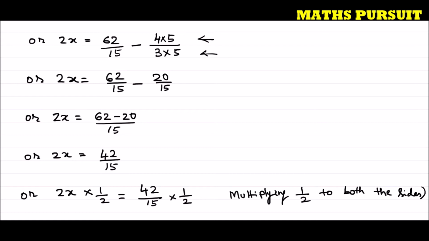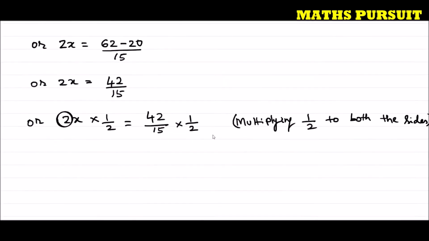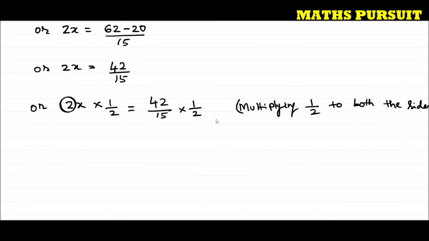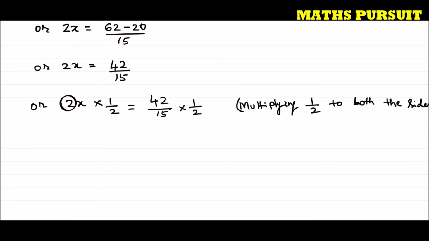And why am I doing this? I am multiplying 1 by 2 so that I can eliminate this 2 from x. If I multiply 1 by 2 to the left side of the equation, I also need to multiply 1 by 2 to the right side of the equation by rule. So for that reason, I multiplied 1 by 2 to both sides of the equation. Hope we are clear.